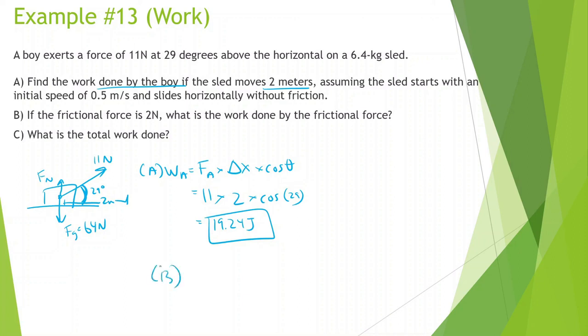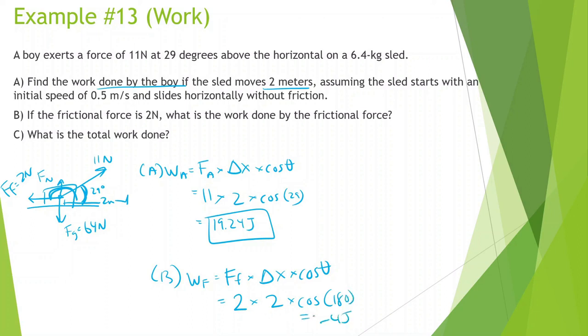Okay. Part B. If the frictional force is 2 newtons, what is the work done by the frictional force? Oh, okay. So now we have force of friction over here, and we have 2 newtons. So part B now is work done by friction, which is going to be the force of friction times displacement times cosine of theta. Work done by friction is going to be equal to friction, which is 2, times displacement, which is 2 to the right, times cosine of theta. So we know it's moving to the right, but force of friction is going to the left. So the angle between them is going to be 180 degrees. And this is going to be equal to -4 joules.